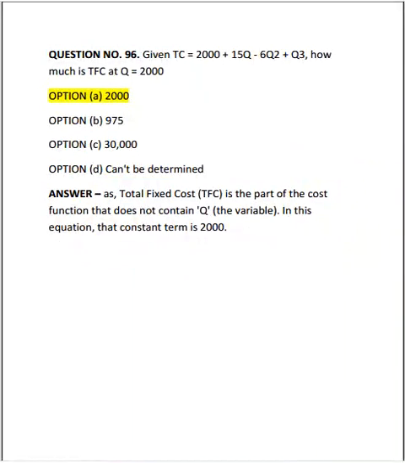Question no. 96. Given TC equals 2000 plus 15Q minus 6Q² plus Q³, how much is TFC at Q equals 2000? Option A. 2000. Option B. 975. Option C. 30,000. Option D. Can't be determined. Answer: A. Total fixed cost is the part of the cost function that does not contain Q, the variable. In this equation, that constant term is 2000.